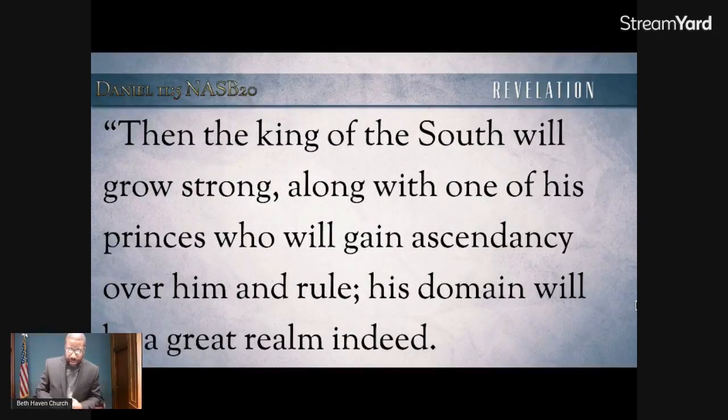The king of the south will grow strong, along with one of his princes, who will gain ascendancy over him and rule. This is Daniel chapter 11, verse 5. His domain will be great, a realm indeed.